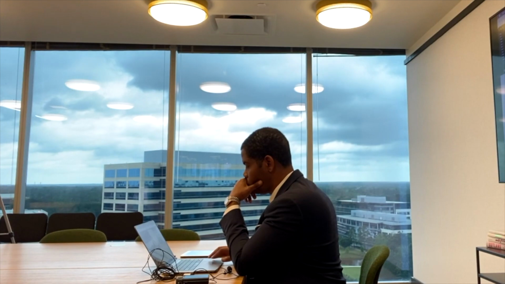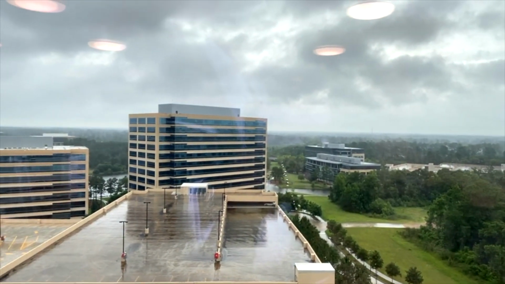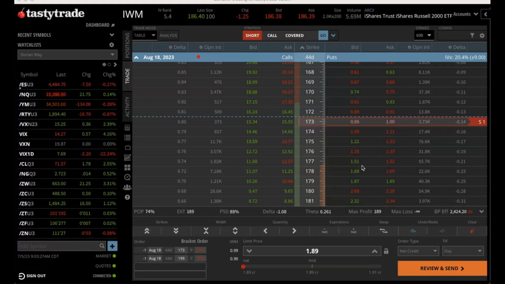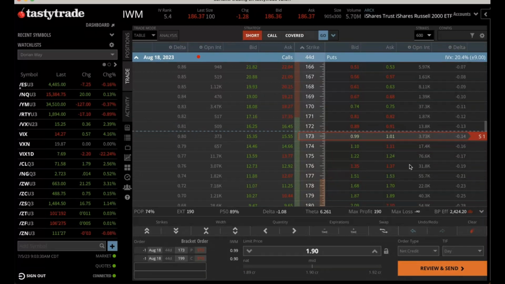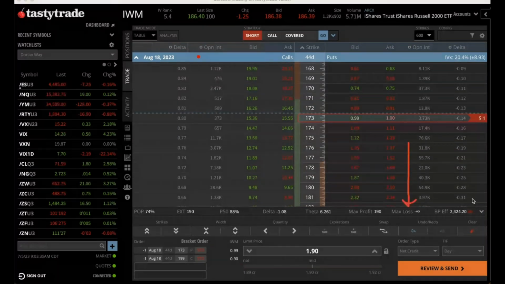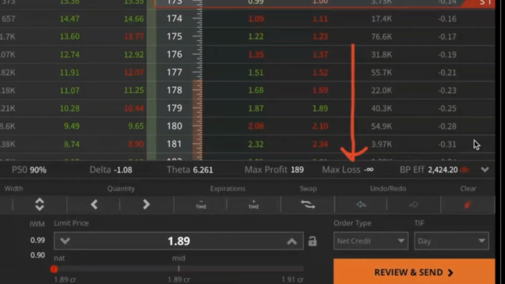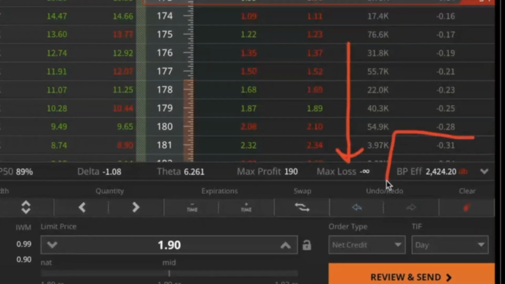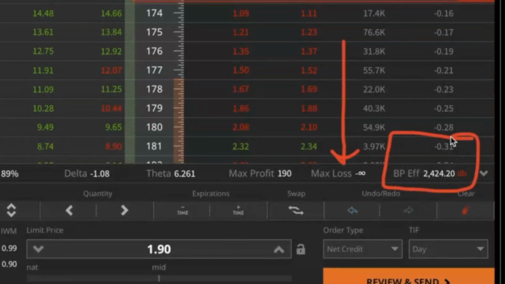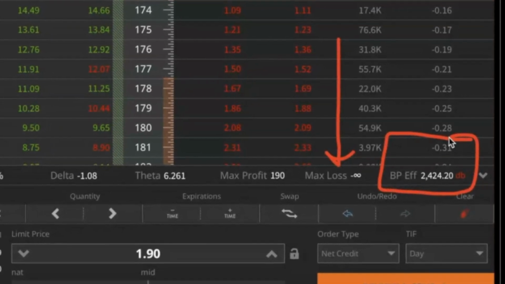Portfolio margin is similar to SPAN margin, right? Meaning that you do not have to put up as much buying power when you do trades. So in this example, you can see that the max loss is not defined on this strangle. But the brokerage firm and the regulators, the exchange, are requiring you to put up $2,400 basically.